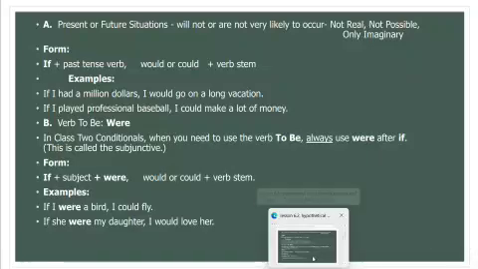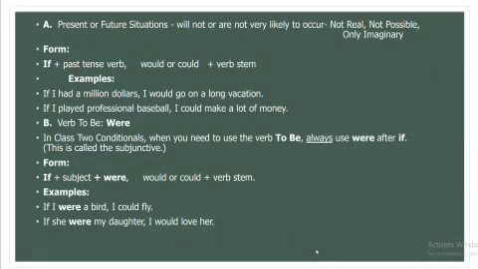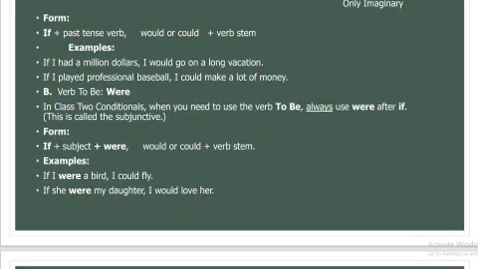Okay, these are sentences about hypothetical conditionals. But I should tell you something about these slides. And here, it says class 2 conditionals. You know, class 2 conditionals means hypothetical conditionals. They have similar meanings. They have the same meaning. Class 2 conditionals is the same as hypothetical conditionals. Okay, go to next slide.